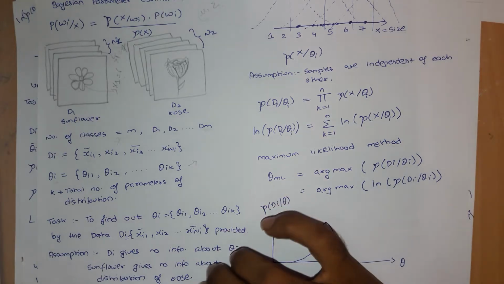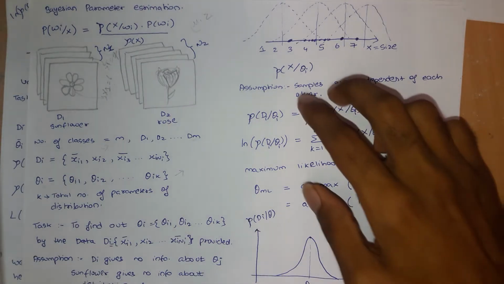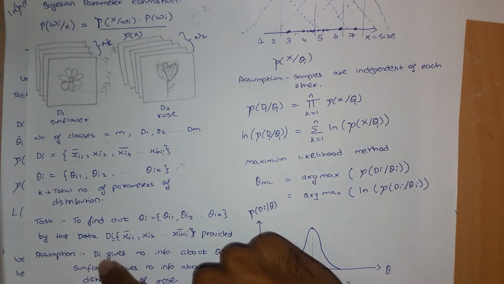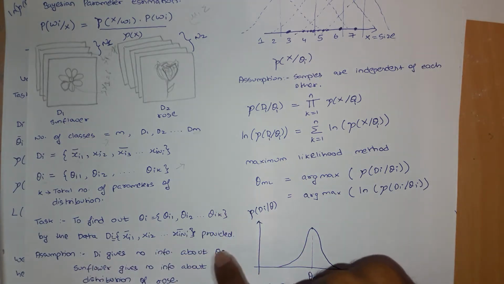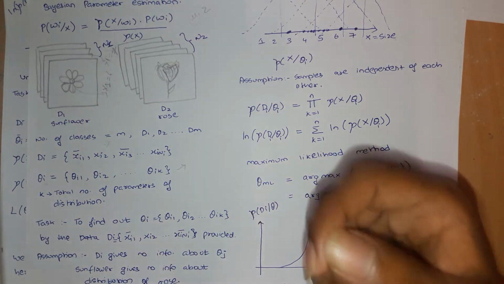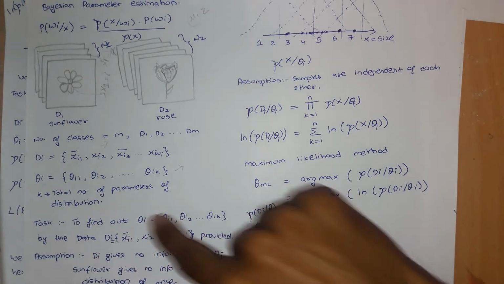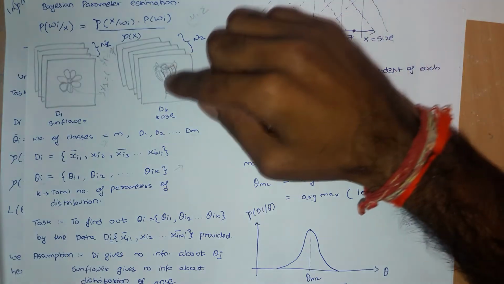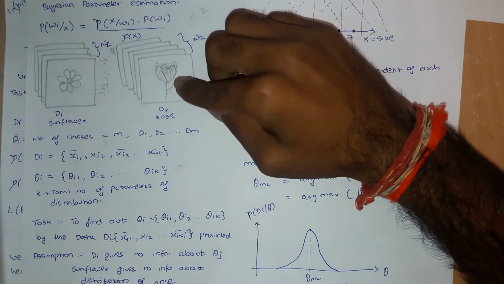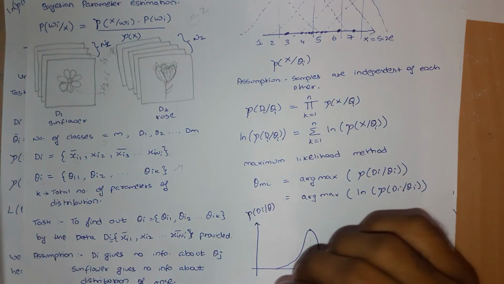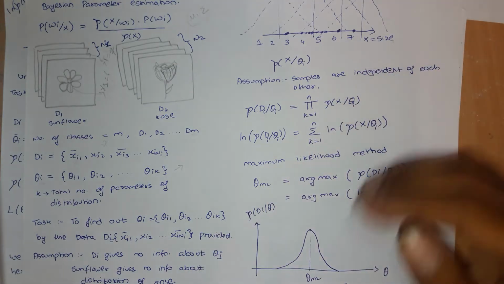When we go with this assumption, we can say that theta i only depends on di. So the mean of the sunflower depends only on the data of the sunflower, and the mean and variance of roses depend only on the data of roses. That is what we can say. So now let's go further.